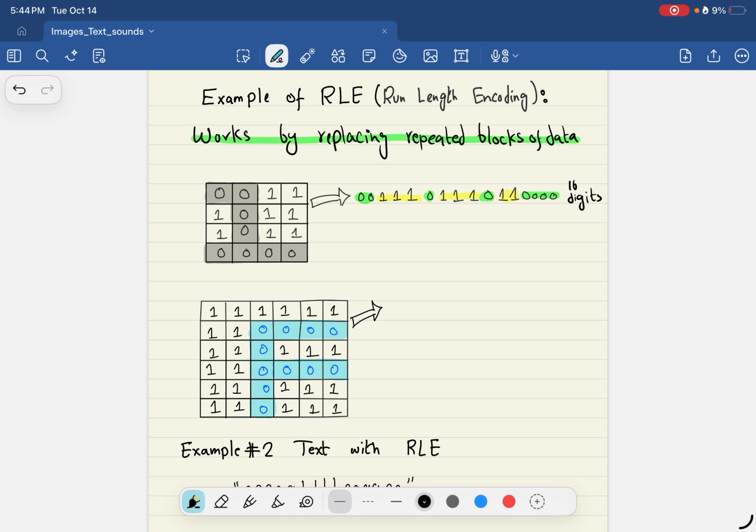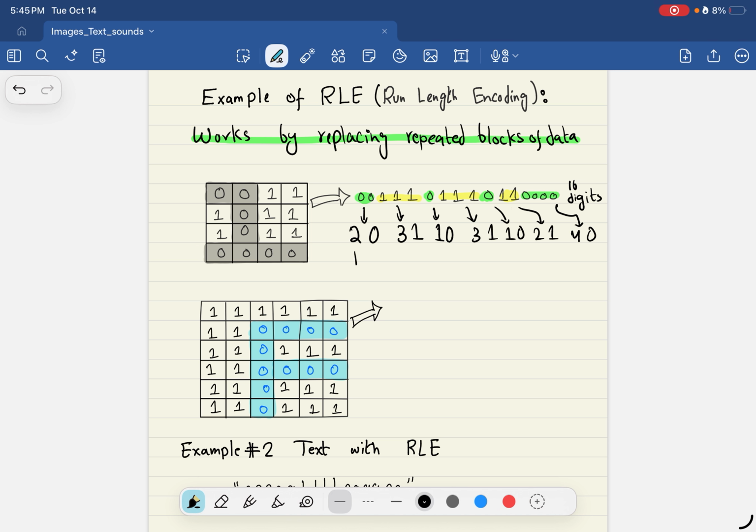But if we just record the repetition, let's say there are 2 zeros, we will write it down like this: 2 0. And then there is a 3 1, so we will write 3 and then 1. Then there is 1 0, so there's 1 and 0. Then there are 3 1s, so 3 and then 1, then again there is a 1 0, so 1 0 over here, then there are 2 1s, so 2 1 like this, and then there are 4 zeros, so 4 and 0.